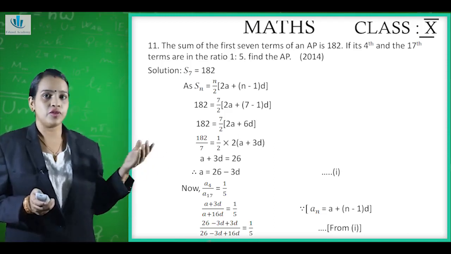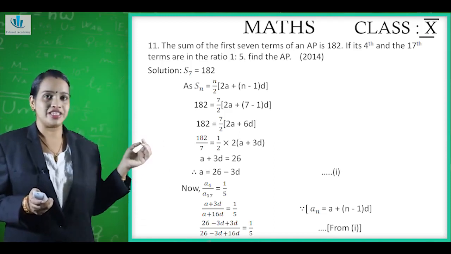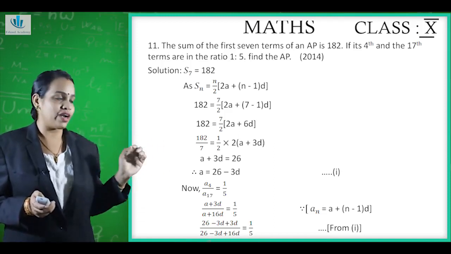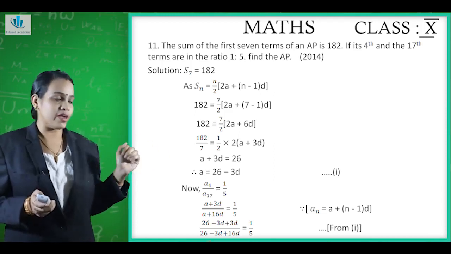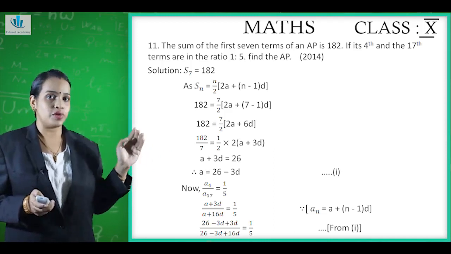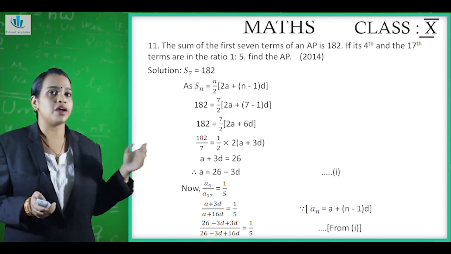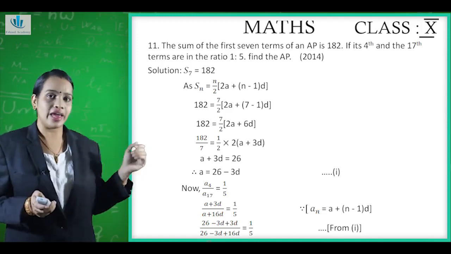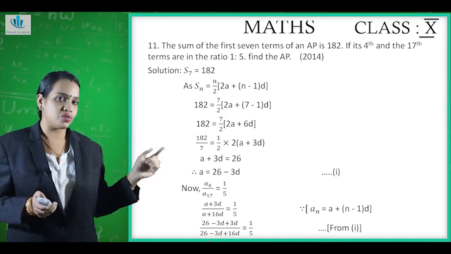Now what we will do, we will put the 7 upon 2 on the other side. So it becomes 182 upon 7 is equal to 1 upon 2 into 2 into a plus 3d. So it becomes a plus 3d is equal to 26. So when we put the 3d on the other side, it becomes minus 3d. Therefore a is equal to 26 minus 3d. We will call this equation 1.